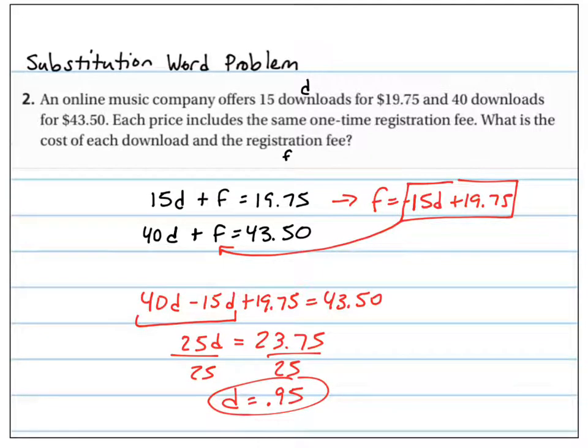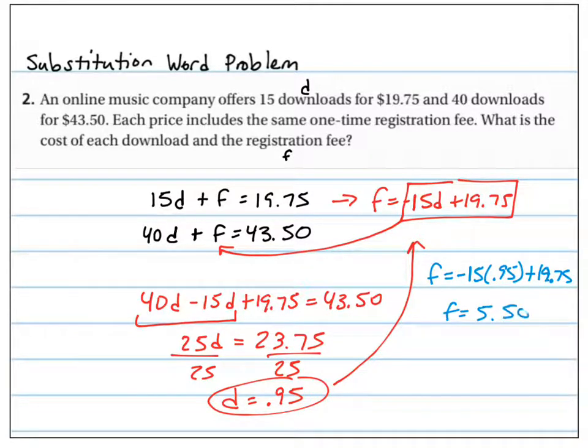So now that we know what the downloads cost, we're going to plug it back into this to figure out what the fee was. So for this, we know the fee equals negative 5 times that 0.95 plus the 19.75. So we can just evaluate that, and we should get that the fee is $5.50.